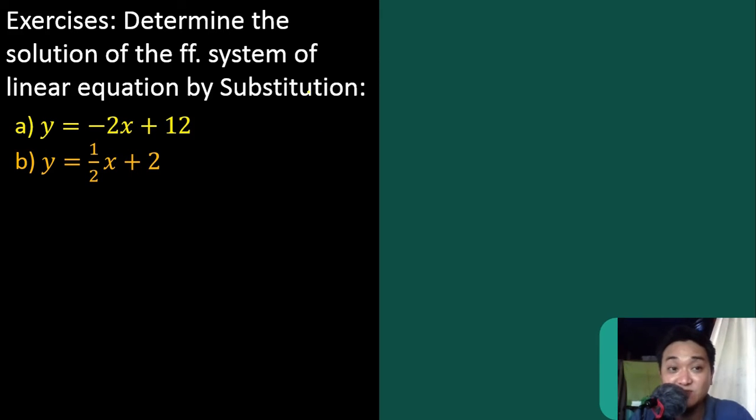Okay, so let us try to have a few more exercises. We are going to determine the solution of the following system employing substitution or elimination. So we have y is equivalent to negative 2x plus 12 and y is equivalent to 1/2 x plus 2. So by substitution, we can make use of this as the value of our y. The value of y here is negative 2x plus 12. So that is negative 2x plus 12 is equivalent to 1/2 x plus 2.